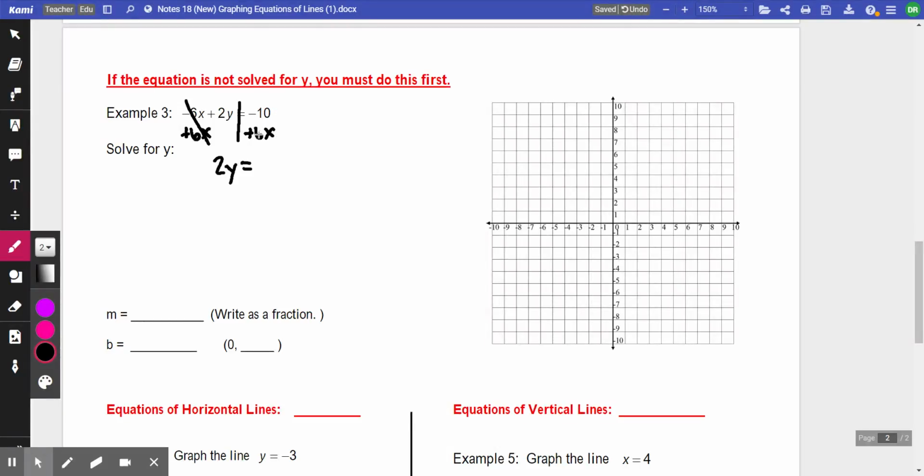It goes mx plus b, so I want to put the term with x first. So it's positive 6x, and then negative, so I'll put minus 10.